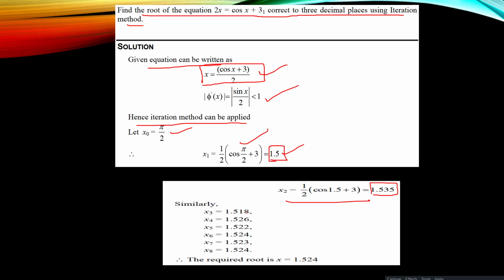The procedure is repeated so that at x7 and x8 you get very near values, 1.523 and 1.524. Even 1.524 comes for x6. So the values are not changing at all. So we can stop the iteration, and the required root is x is equal to 1.524.